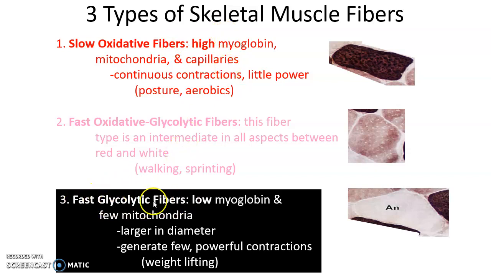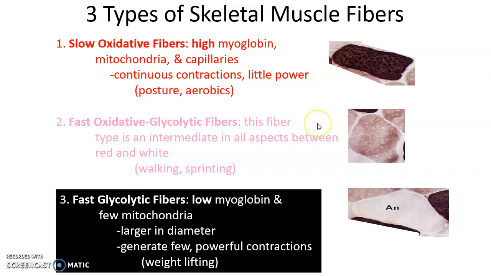The fast glycolytic fibers are sort of whitish in color. They have very low levels of myoglobin and very few mitochondria. They also are very large in diameter. So they can generate very powerful contractions, but they can only do it for a limited amount of time. So these could be the muscle fibers that are needed in skeletal muscles that are moving a lot of weight for a short period of time. These would be very important for weightlifting.